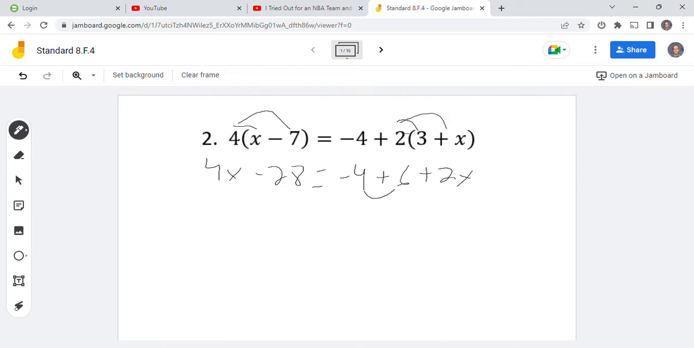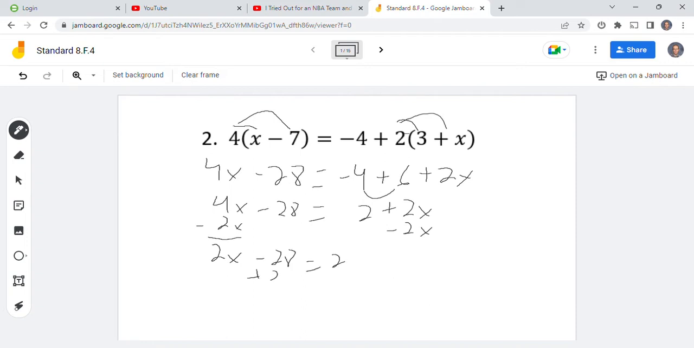We got negative 4 and a 6. That will give us a 2. So rewriting, we get 4x minus 28 equals 2 plus 2x. Let's subtract the 2x to get it over here on this side. 4x minus 2x is 2x. So we have 2x minus 28 equals 2.